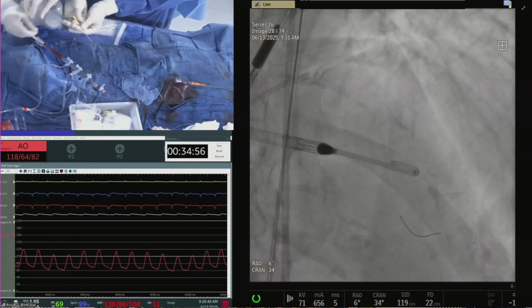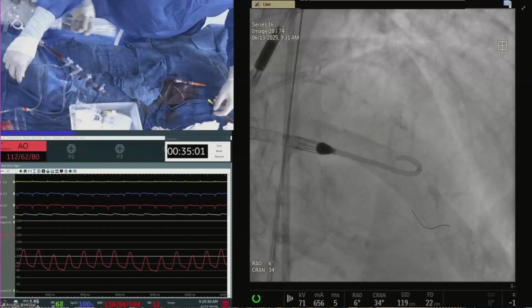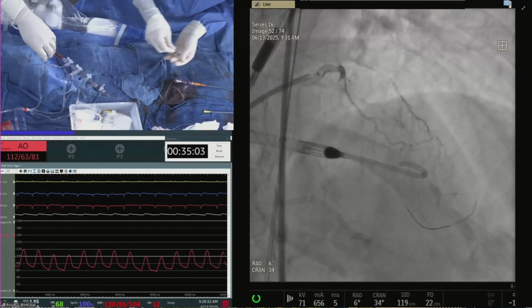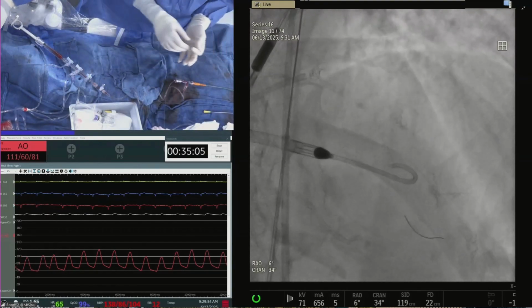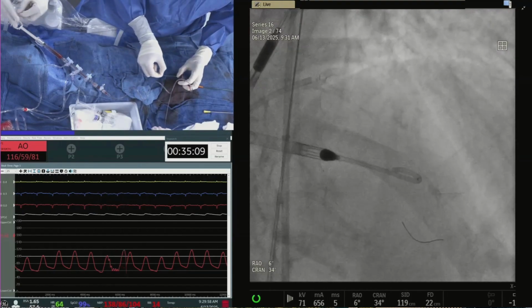Is the Fielder in the diagonal lesion sitting on another side branch? No. Let me get the Fine Cross. Yeah, Fine Cross. And the Fielder looks like a dual LED system. The LED looks intramyocardial, and the diagonal looks like it goes to the apex also.